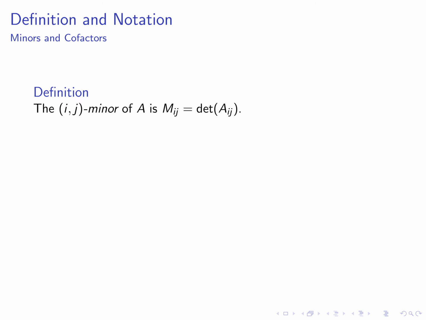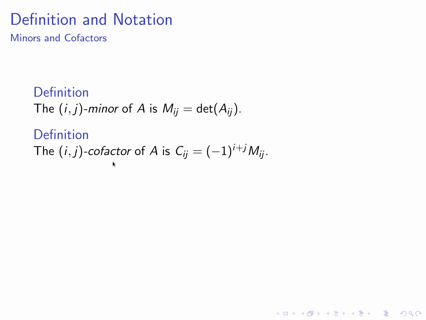So we will now want to turn our attention to introducing notation and techniques that make these calculations more manageable. The first useful piece of notation is the notion of the ij minor of a matrix. The ij minor of a matrix A is the determinant of the ij submatrix of the original matrix. The ij minor is usually denoted by m sub ij. So m sub ij is the determinant of the ij submatrix of the original matrix.